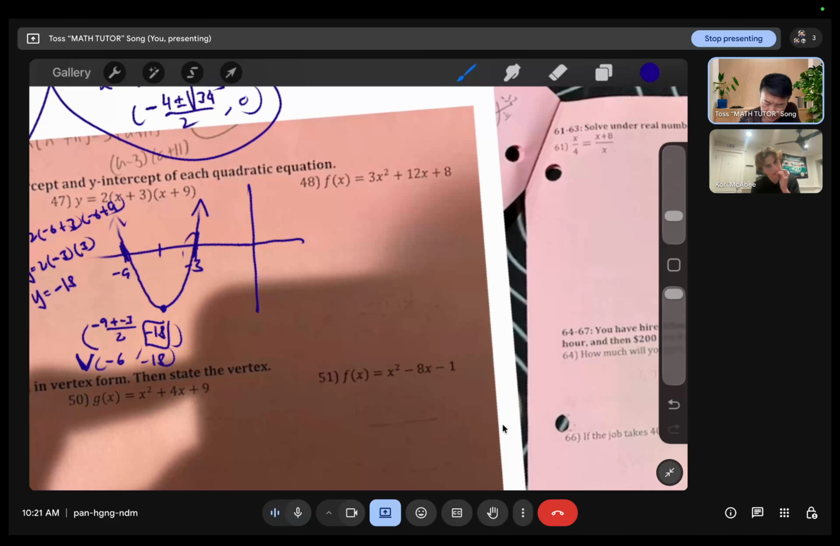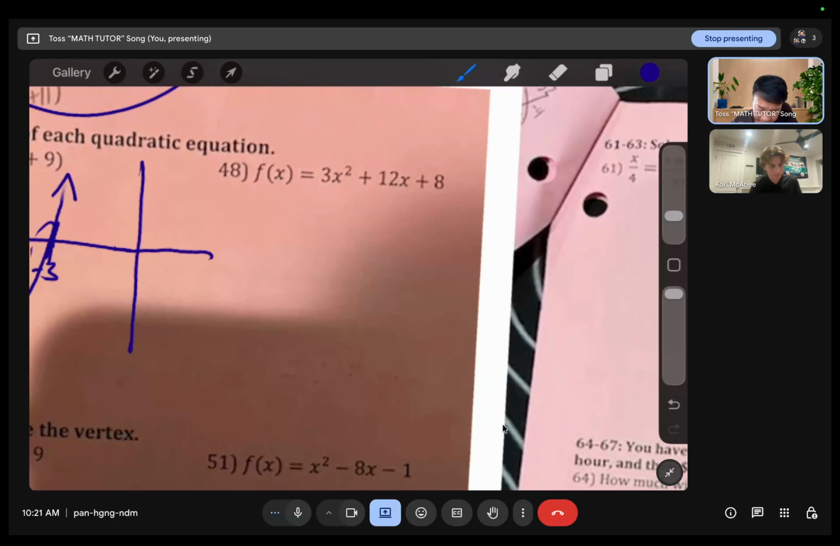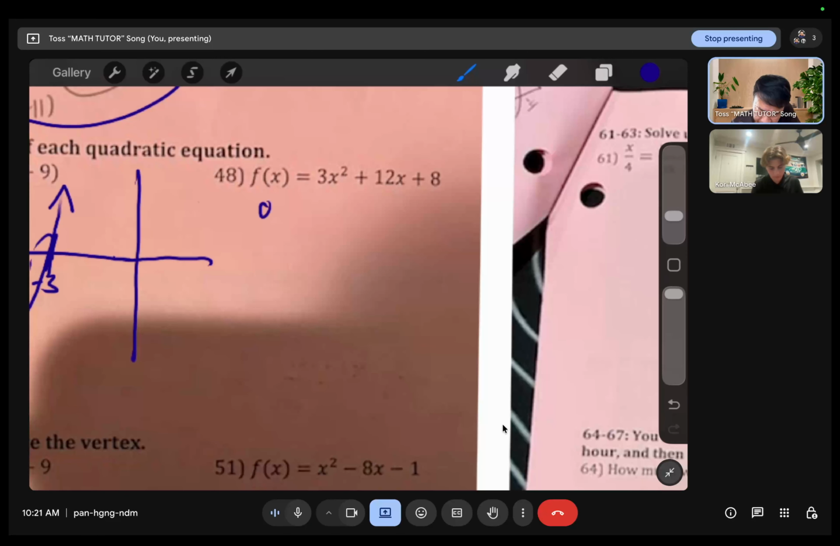Now let's do this one. X-intercept and y-intercept. Again, for x-intercepts, let's do x-intercept first. Make your y equal to 0. This is your y.